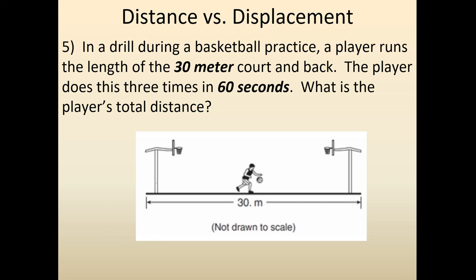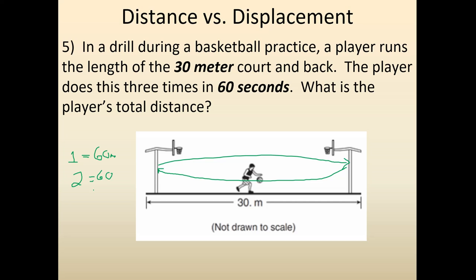So you have to pay attention. Going there and back one time is going to be 30 plus 30, or 60. Do it a second time, it's another 60, and a third time is another 60. So altogether, he traveled a total distance of 180 meters.